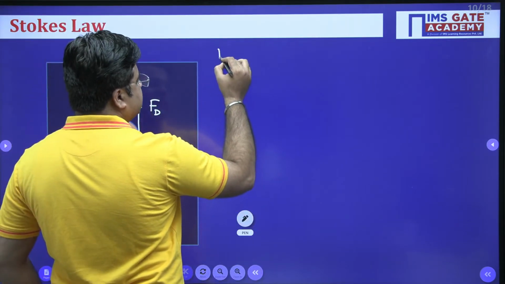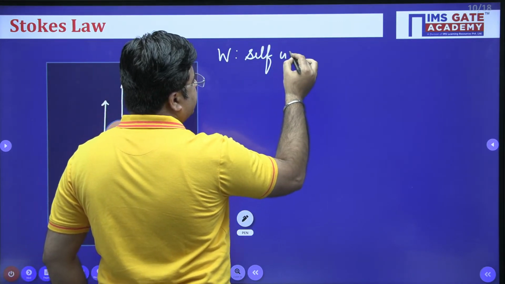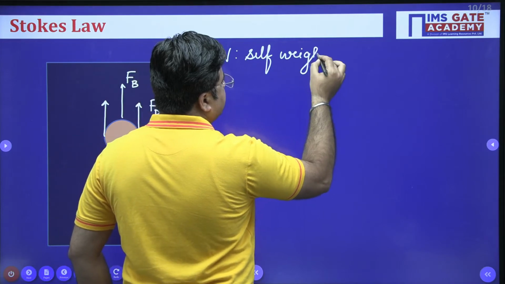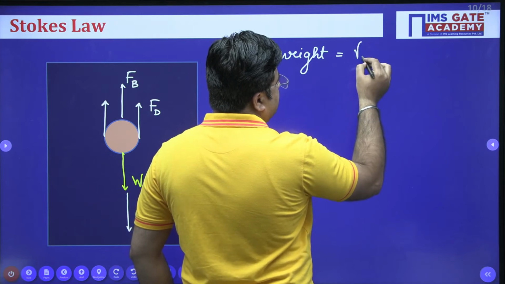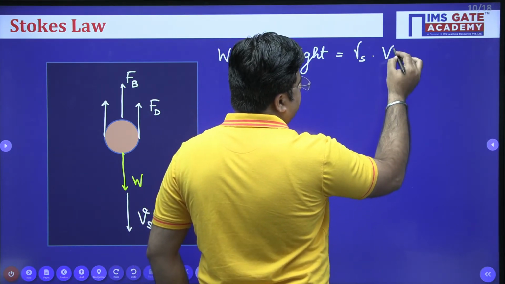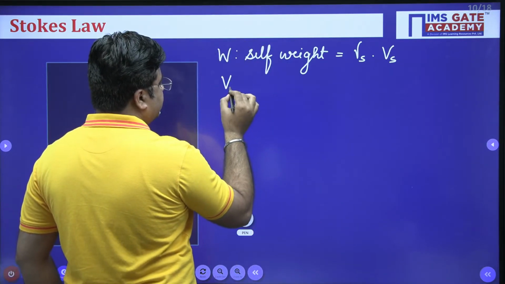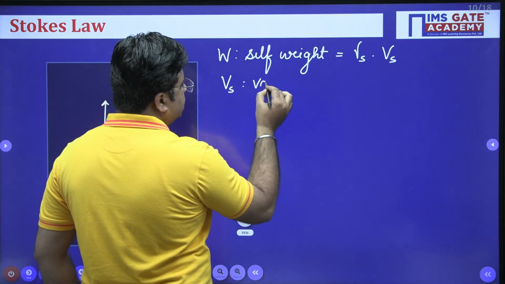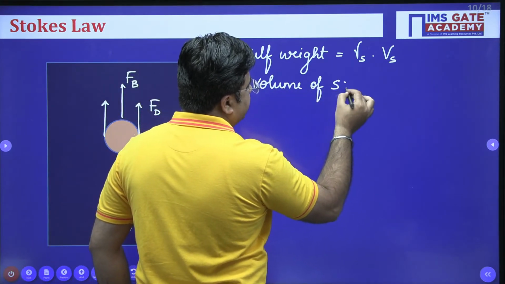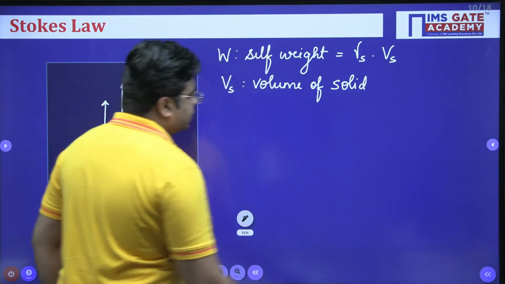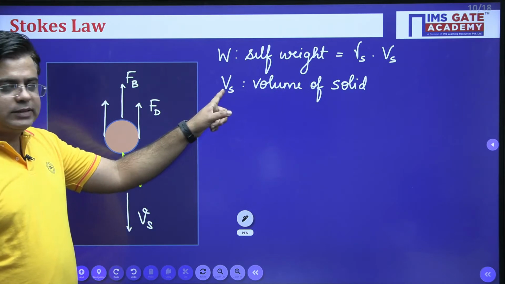First force is the self weight. W is self weight, and it is equal to unit weight of solid multiplied by volume of solid, Vs. This Vs is volume of solid. Okay. For settling velocity, I have taken small v. For volume of solid, this is capital Vs.